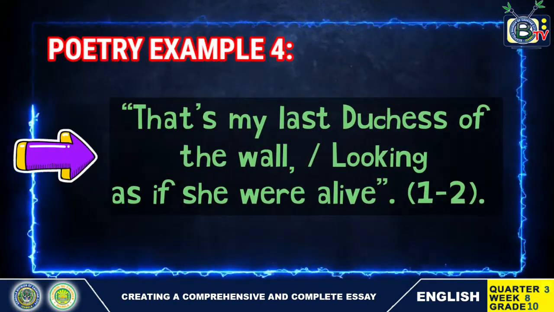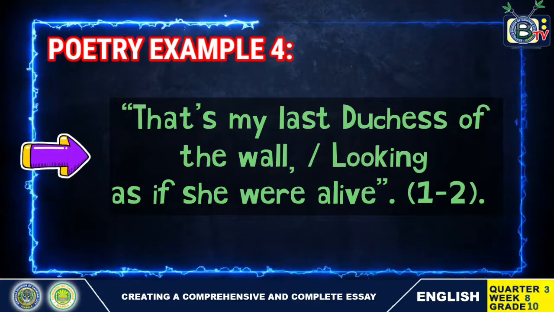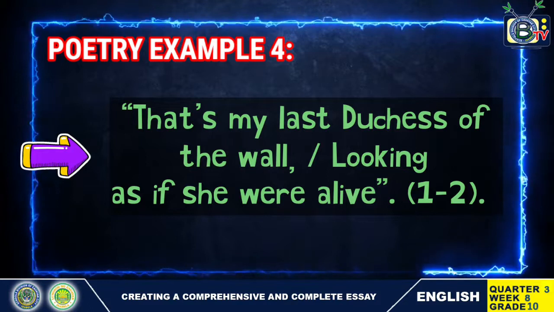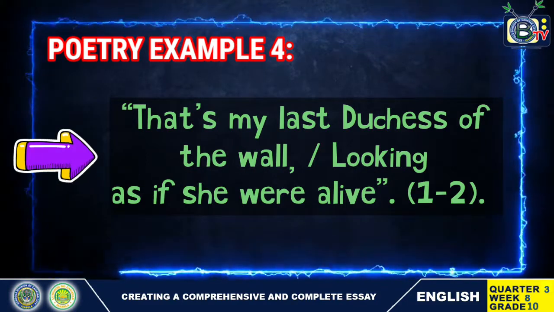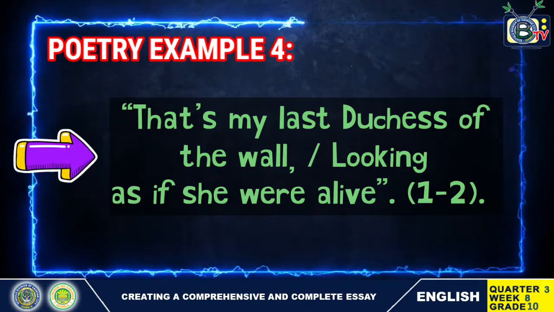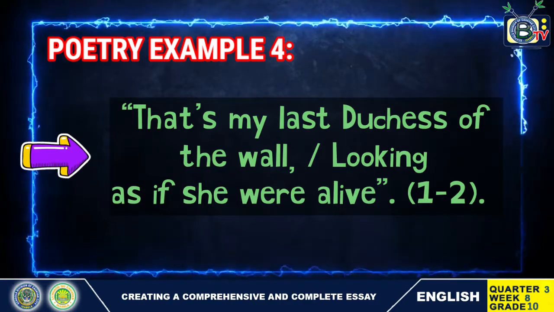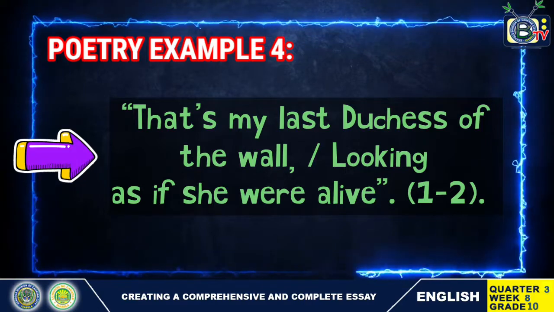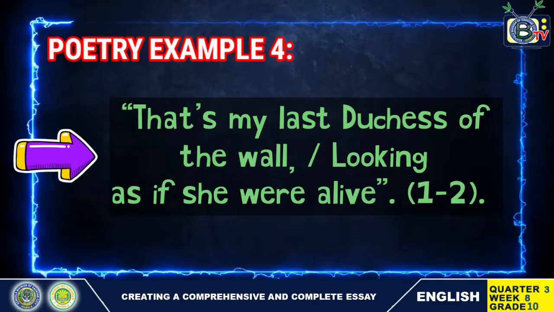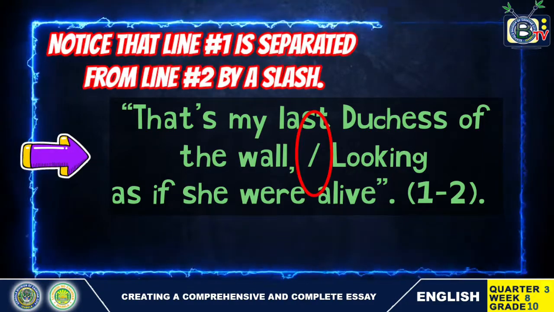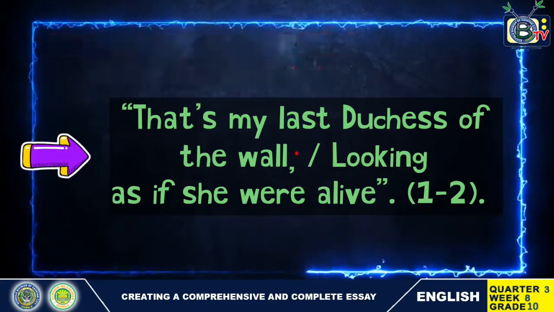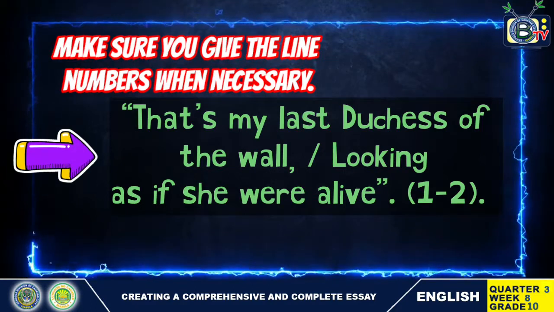Poetry example. From the beginning, the Duke in Browning's poem gives the reader a sense of how possessive he really is: "That's my last Duchess painted on the wall, / Looking as if she were alive" (1-2). The reader cannot help but notice how, even though the Duke is talking about her portrait, his main concern is that she belongs to him. Notice that line 1 is separated from line 2 by a slash. Make sure you give the line numbers when necessary.